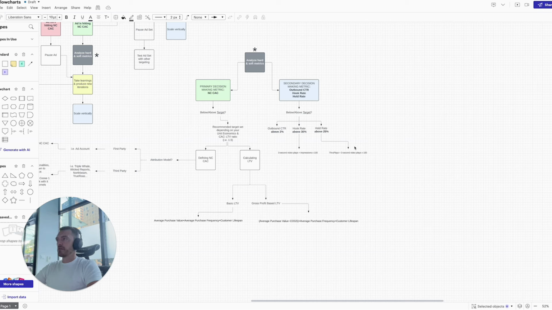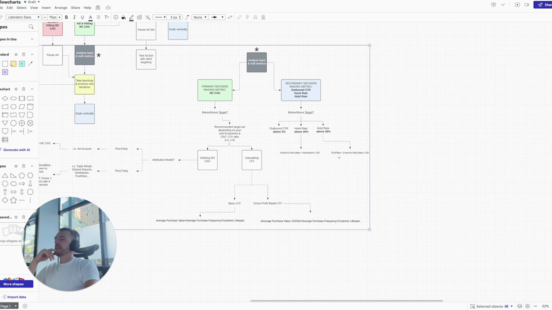So I like to look at unique outbound click-through rate. Above 2 is kind of a benchmark. Then hook rate above 30%. Hook rate is 3-second video plays divided by impressions times 100. And then hold rate above 25%, which is ThruPlays divided by 3-second video plays times 100. I think these calculations are right.